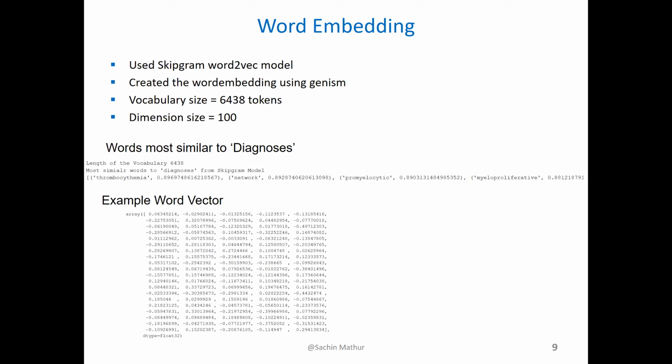Here is an example of words similar to diagnosis. So all of these, thrombocythemia, promyelocytic, and myeloproliferative, are similar to diagnosis. Here is an example of the word vector for diagnosis. It is a 100-dimension vector.